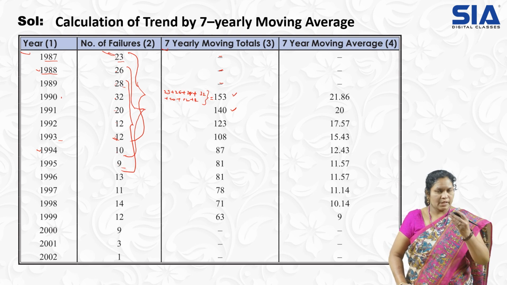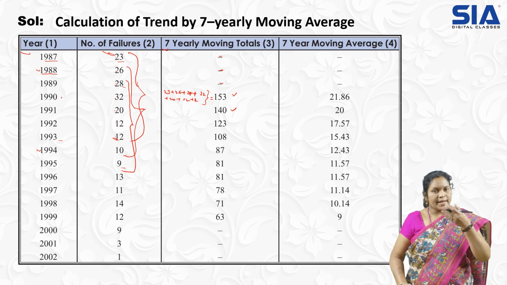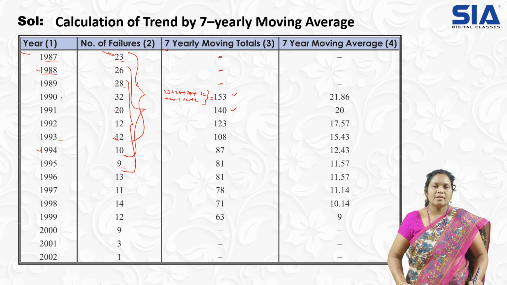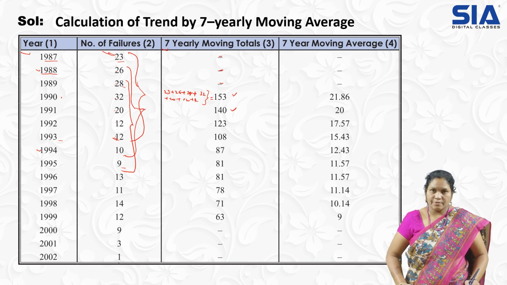Like that, the first value you have to remove, the next value you have to add, the 7th next value you have to add up. Like that you have to go on doing until the last value. Last value in the sense where the last value becomes the 7th value. At that point you have to stop.